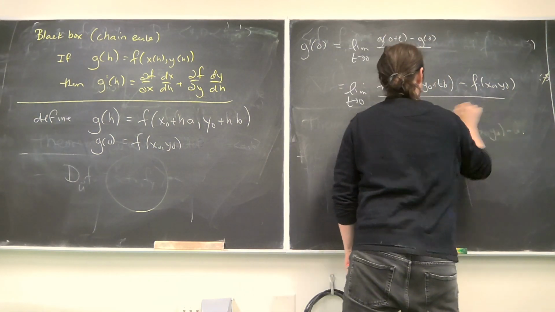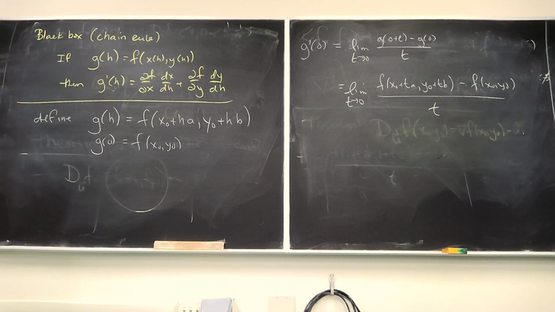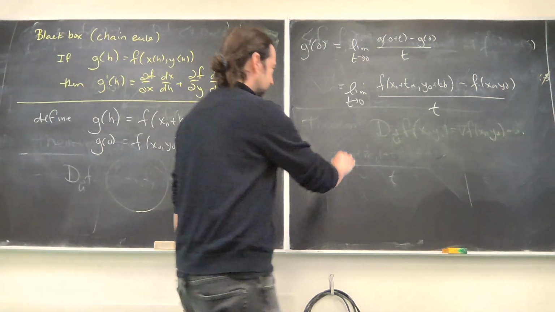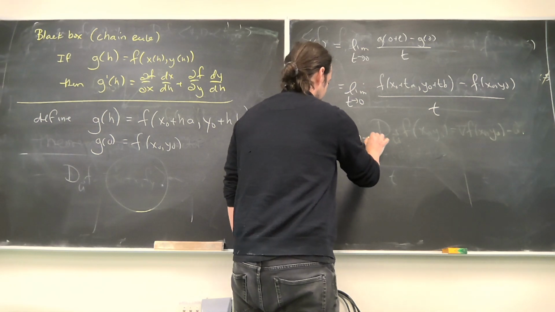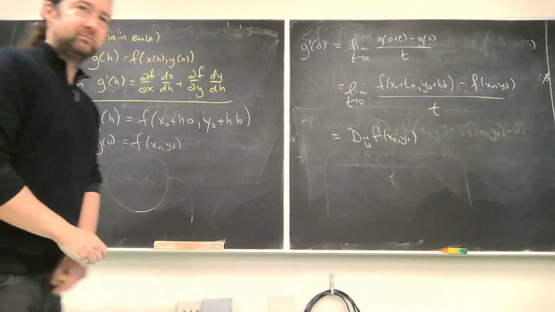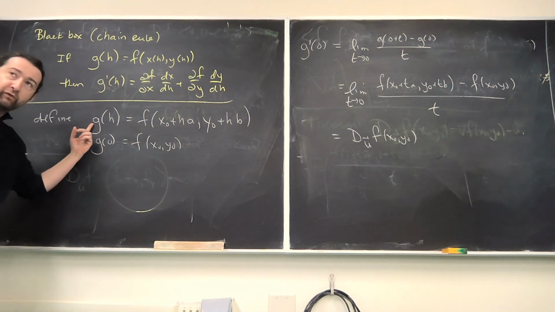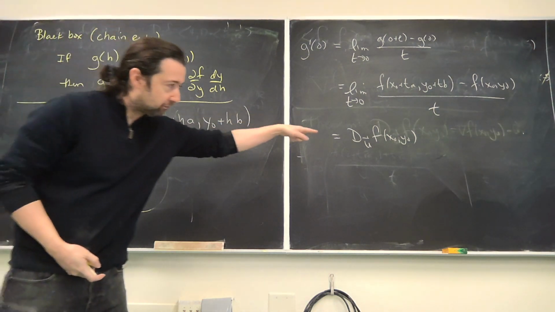And I take all that and divide by t, and mathematicians pull this trick all the time, right? We make some fancy definition and it turns out to be exactly what we want, because isn't that just the definition of the directional derivative of f? This is just D_u f at x naught y naught. So I set this up specifically so that when I took its derivative, that would come out.